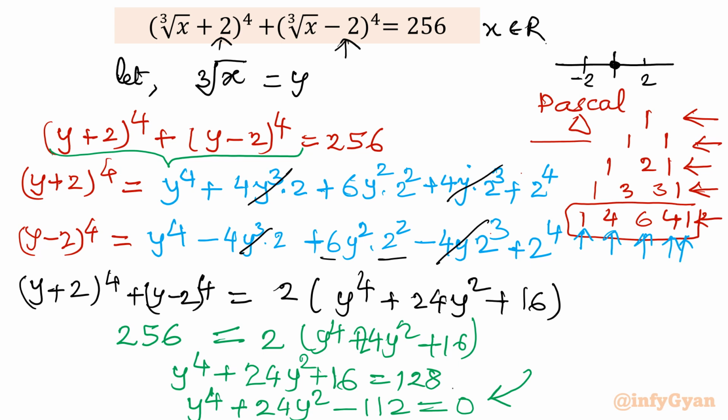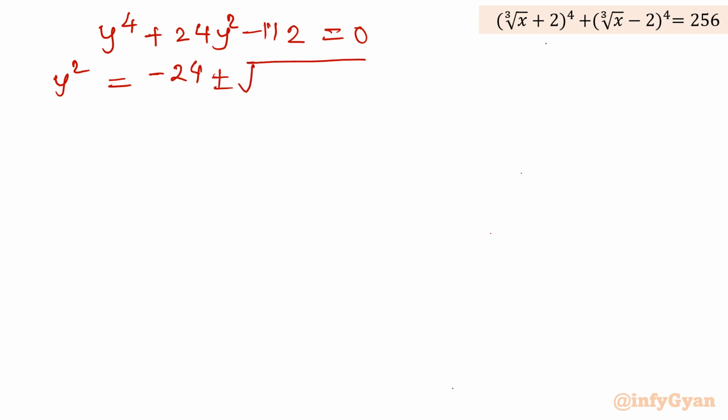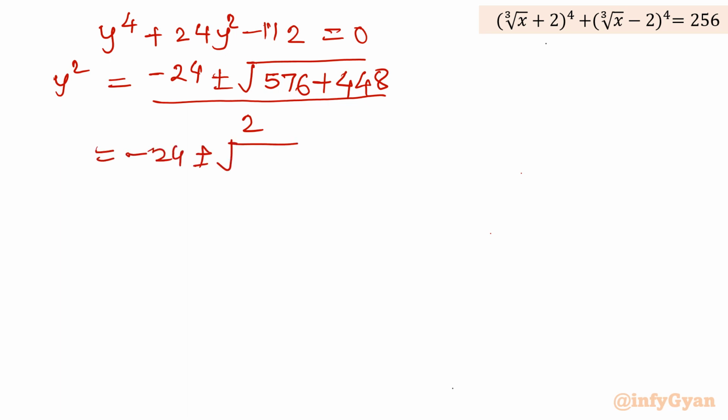So we can apply the quadratic formula, or you can give a substitution also. Let me write this equation and directly apply the quadratic formula: y power 4 plus 24y square minus 112 equal to 0. It is quadratic in y square, so y square will be minus b, minus 24, plus minus square root of b square, 24 square, which is 576, minus 4ac, 112 times 4, 448, but plus sign, minus into minus plus, over 2. This will give us minus 24 plus minus square root 1024.